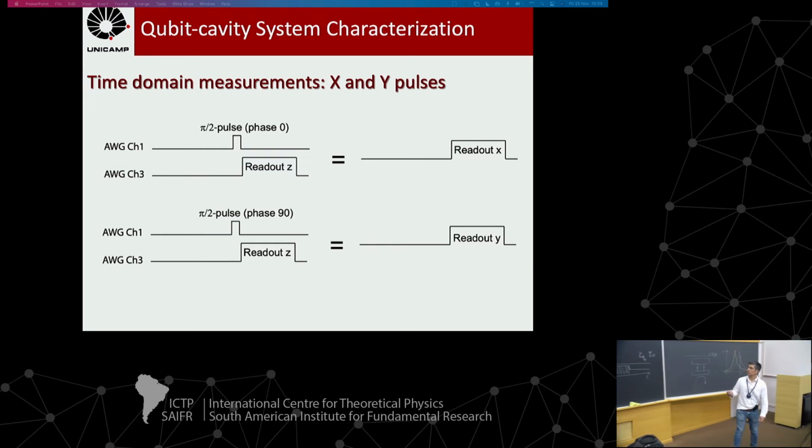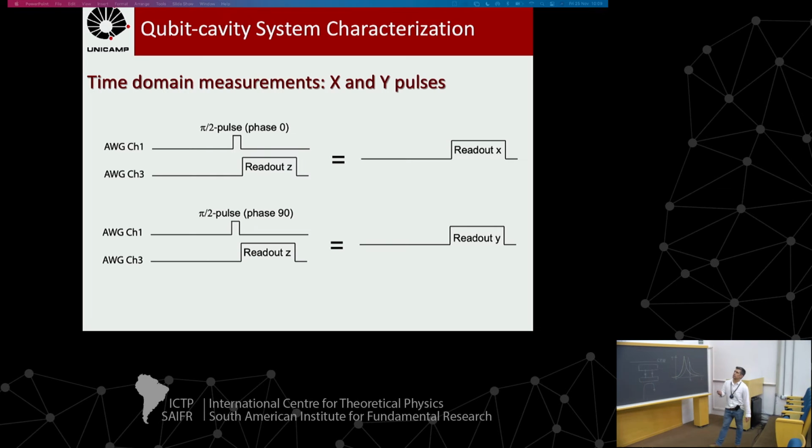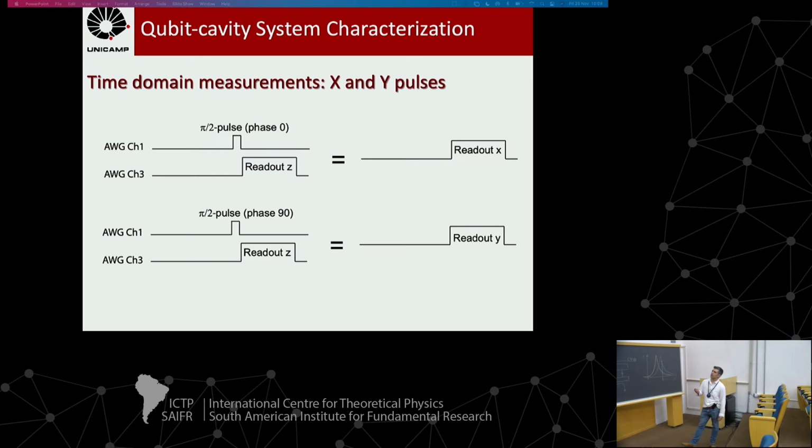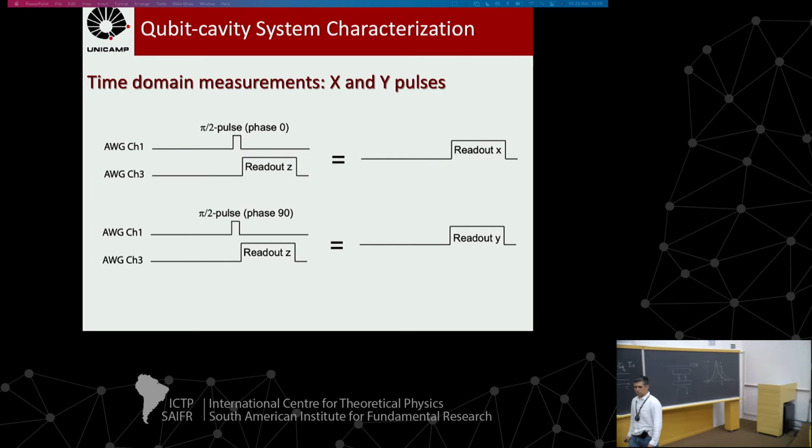And this is what you have. Now you have a way to create your pi over 2 pulse in the X direction. Now you have a port to create a pi over 2 in the Y direction. And then you have what we call readout X and readout Y, for example. You put these two together, and then you create the ports you want. Start to create the elements to create the ports to do the measurements.